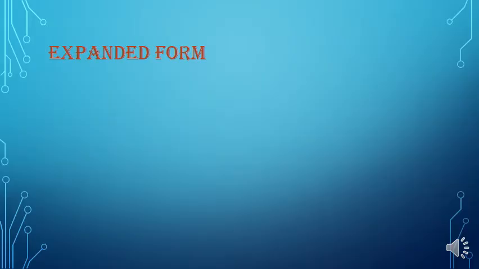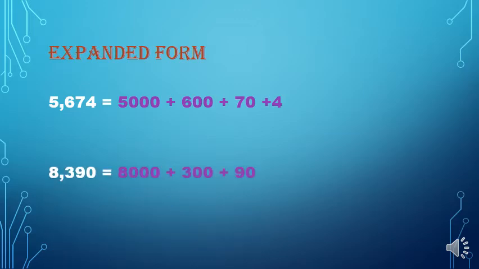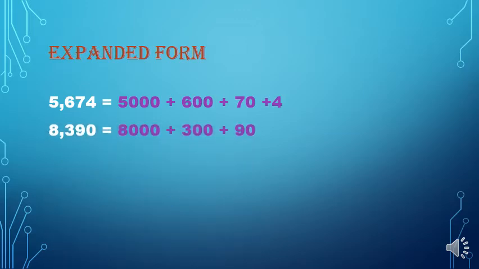Let's go for some more examples of expanded form. First one is 5647. So how you read, you have to write the same way. 5000 plus 600 plus 70 plus 4. Next one, 8390. You have to read with me, okay? Second time when I repeat, you have to repeat also with me. 8390. How to read?